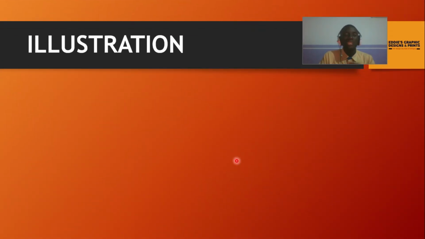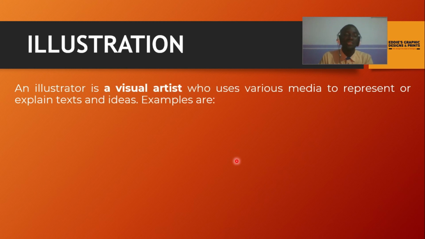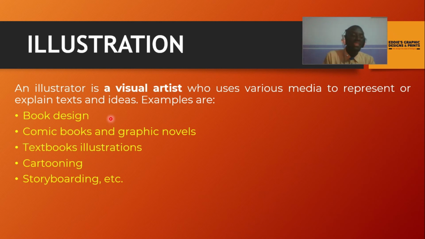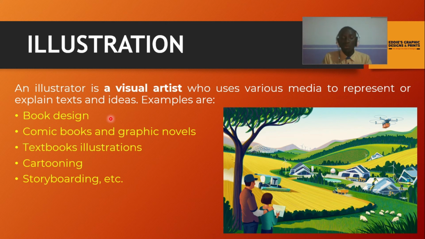The next one is illustration. An illustrator is a visual artist who uses various media to represent or explain text and ideas. Examples are book designs, comic books and graphic novels, cartooning, storyboarding. These people are behind the storybooks that we see. They create illustrative, textured visual content for children to have a feeling with it.